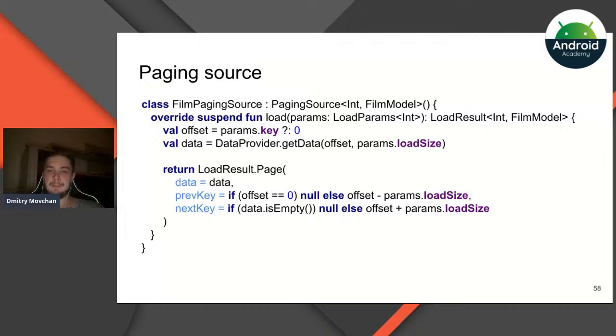After that, we should create the paging source. So here will be an easy one. We just will not return any errors here. We will return data just because we know that there will always be data here. So it looks something like this.